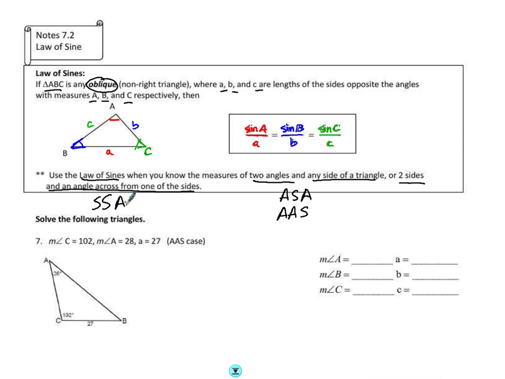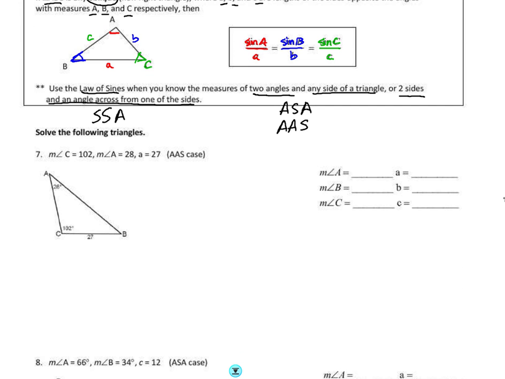So the first case we're going to talk about is angle-angle-side. If I look at the information they give me and the drawn picture, they give me angle C, which is 102 degrees. They give me an angle measure for angle A, and they say that's 28 degrees. And they give me side a, which is 27. So I'm going to label that in my solution matrix here. Angle A is 28 degrees, angle C is 102 degrees, and side a, opposite of angle A, is 27 units.